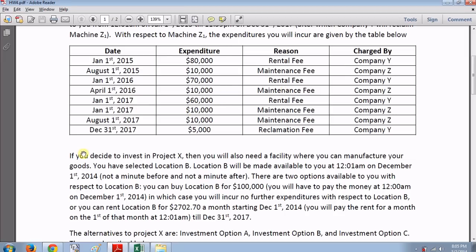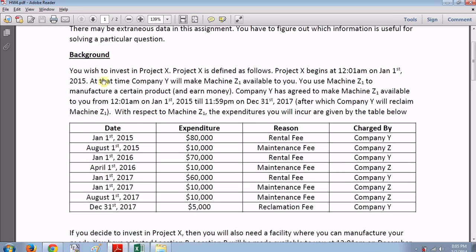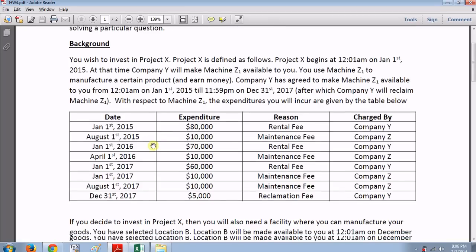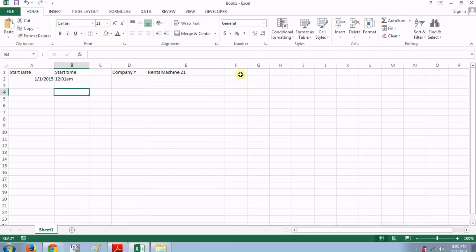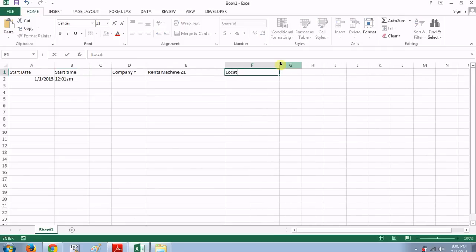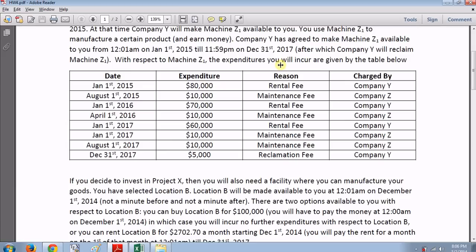What's next? If you decide to invest in Project X, then you will also need a facility where you can manufacture your goods. So far the description only spoke about a machine and its maintenance, and now the information given to you suddenly speaks about a certain location. If this information wasn't relevant to the whole project, then it wouldn't be given to you. So as of now, you have to assume this information is relevant. Maybe you might need it in your calculations, or maybe not. You cannot decide that right now. So I'm just going to go ahead and put down location B here. There's going to be some information related to location B.